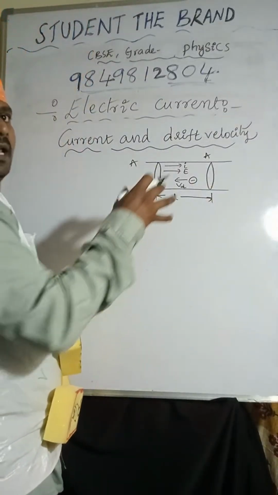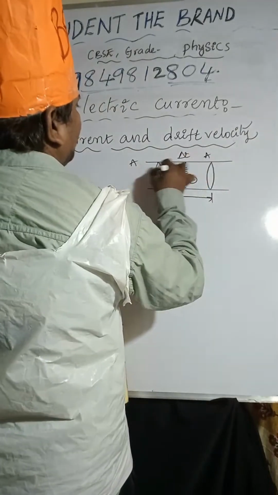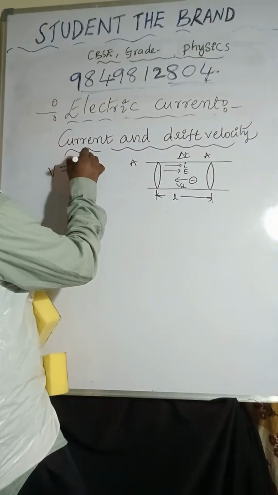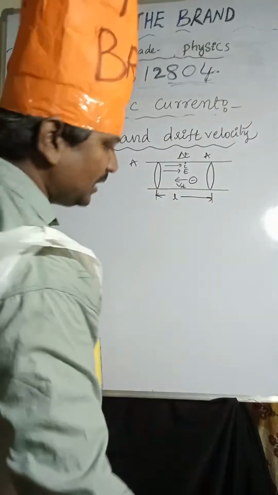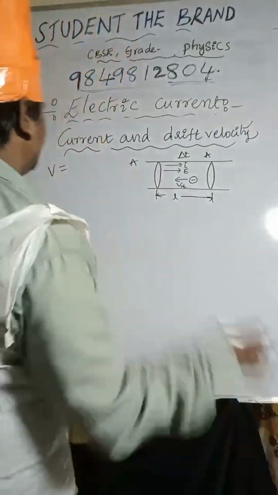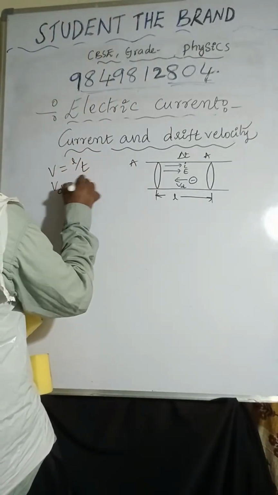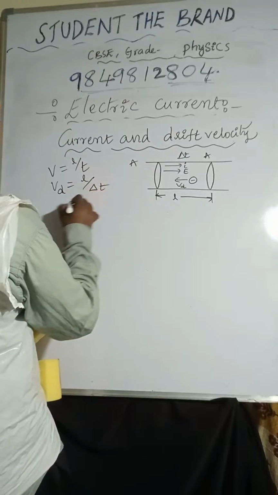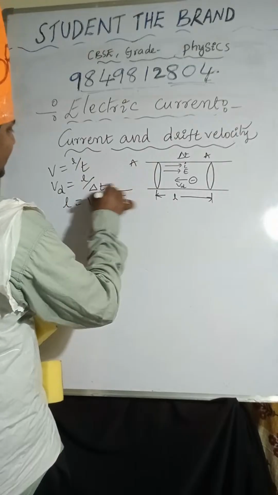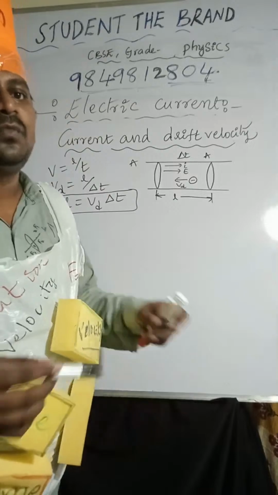Now, we know the length, and we can take the time from here to here. Velocity equals displacement by time taken, so L by T. Here the drift velocity is equal to L by delta T. So the length of the conductor is equal to Vd into delta T. Now we know the volume.